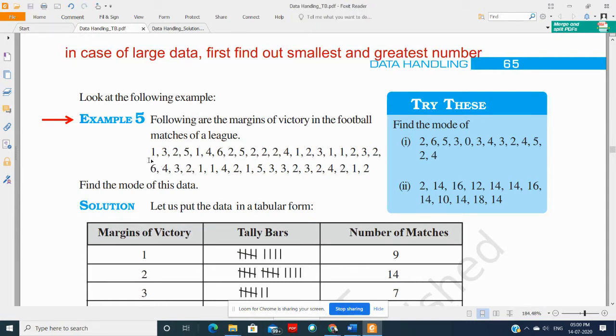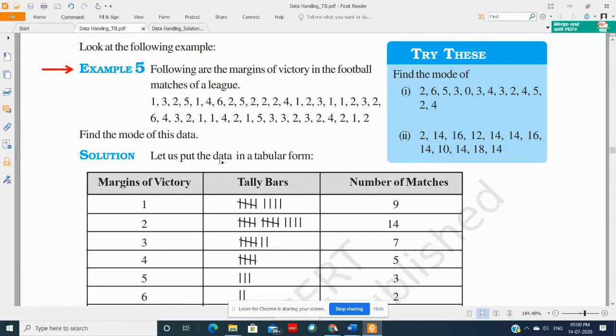So here the smallest number is 1 and the greatest number is, I can see, 6. Means this is our range. This is what we have to start with and end with. Okay. So first हमारा है margin of victory, because that's what this is given, right?